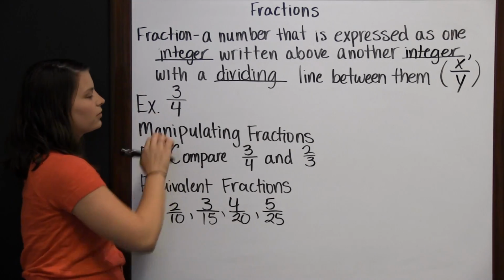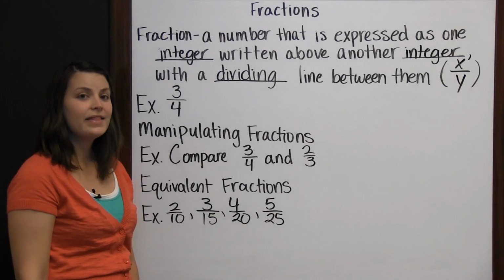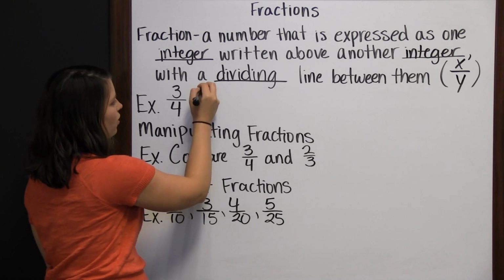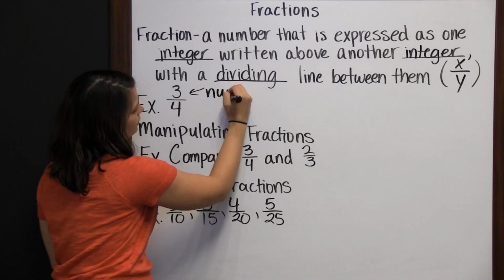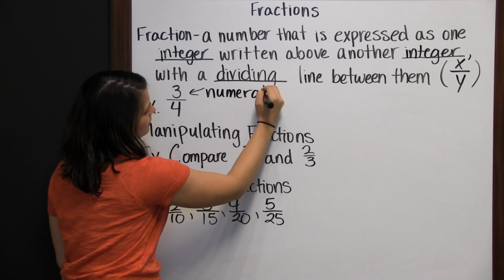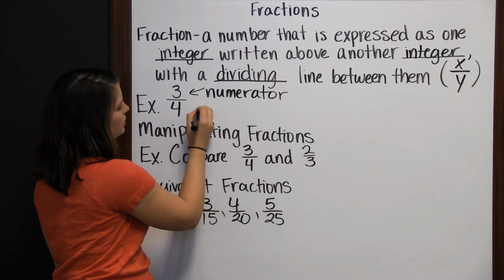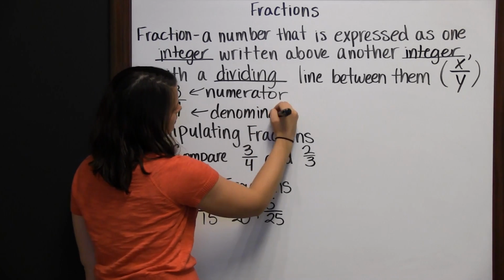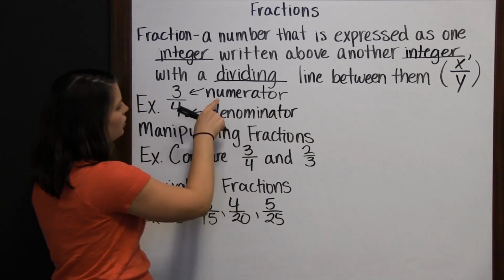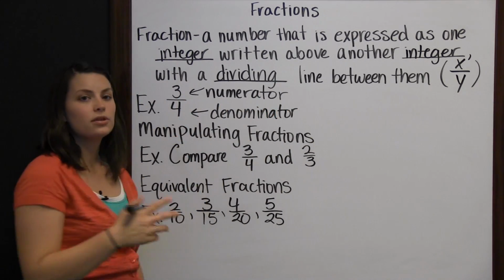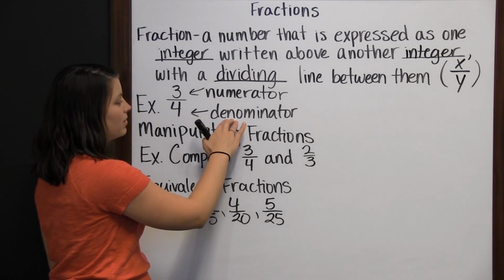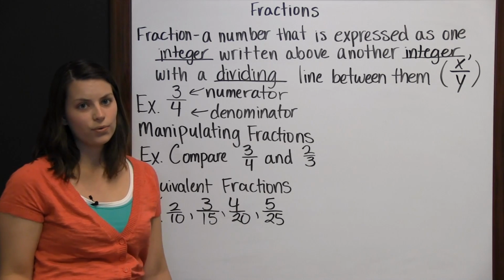So for example, 3/4. In this fraction, 3/4, the top number is called the numerator, and the bottom number is called the denominator. The numerator is the part that's being considered, while the denominator is the whole.